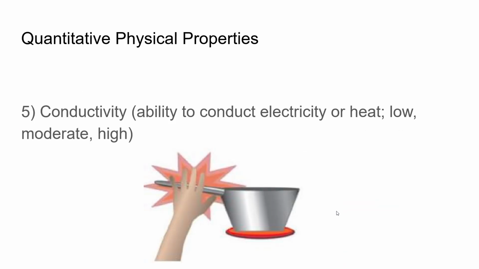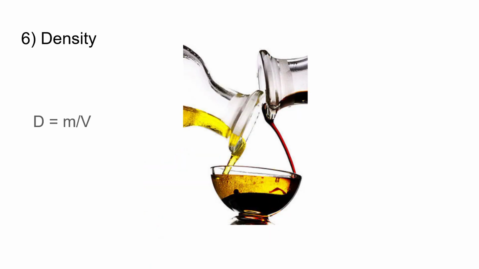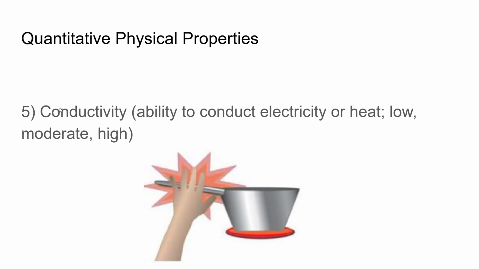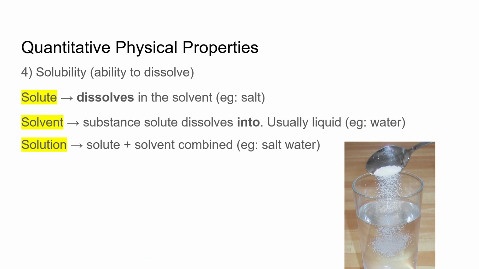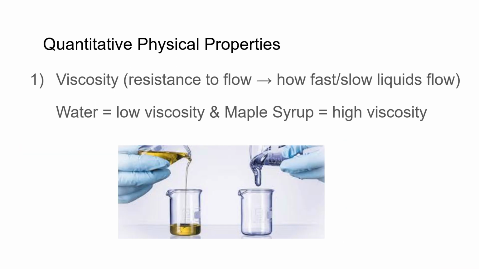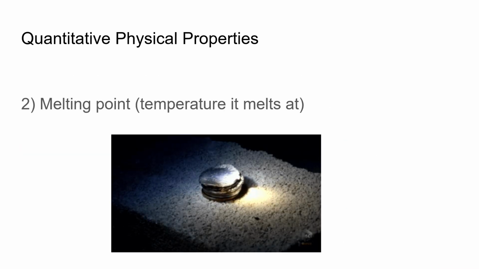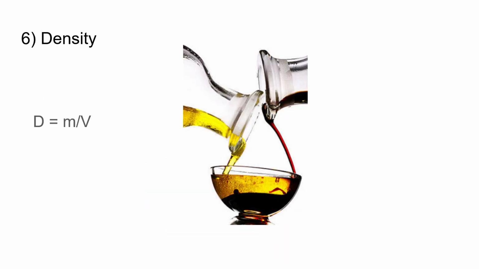Conductivity, this is another one that's very confusing. Yes, you have to understand the ability to conduct electricity or heat can be measured. There is a formula, there's a theorem for this. And of course, density, straight up, D equals M over V. So, as I said, it's very easy to understand what is a quantitative physical property, except for solubility and conductivity. It's by knowing if it's associated with a number or if it's associated with a theorem.